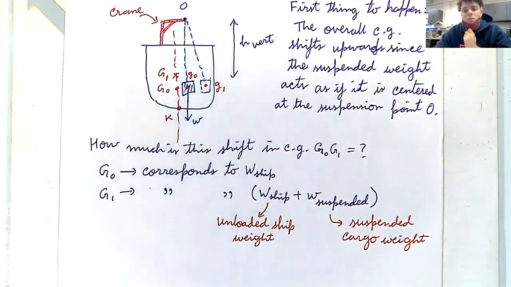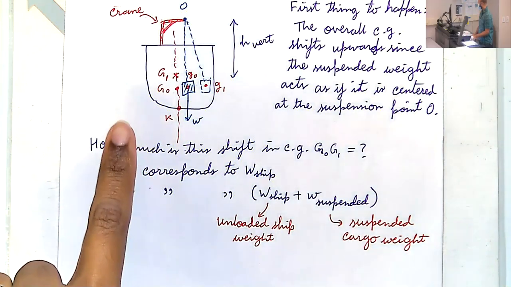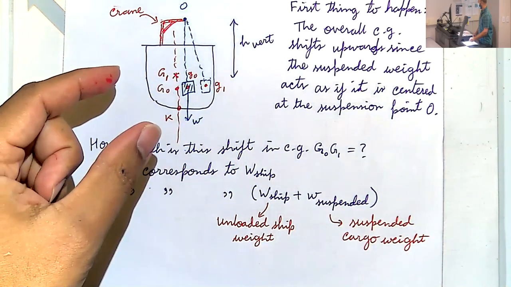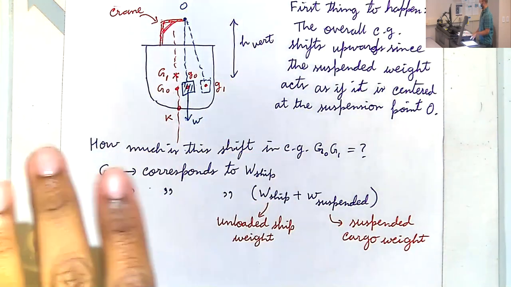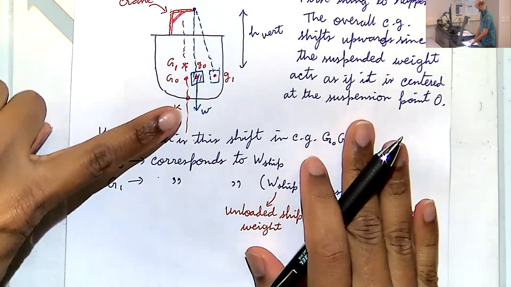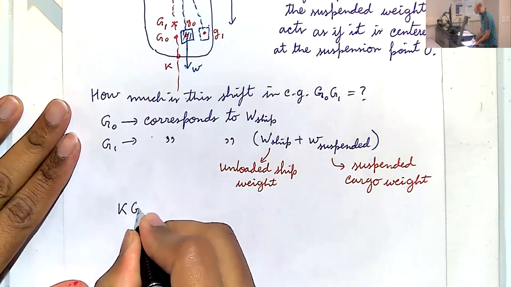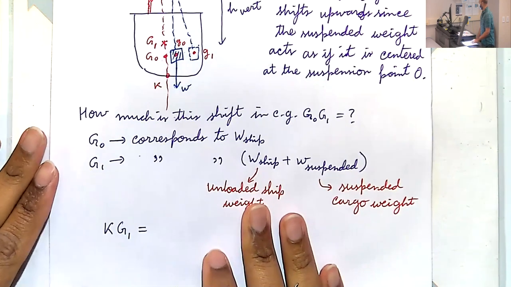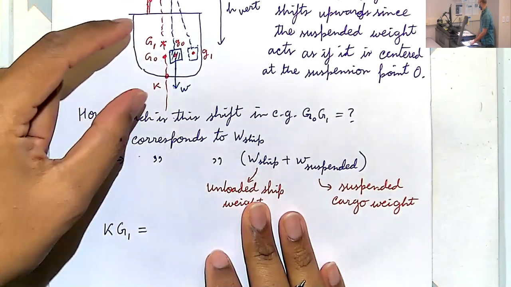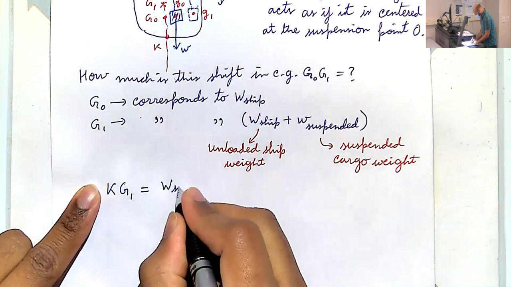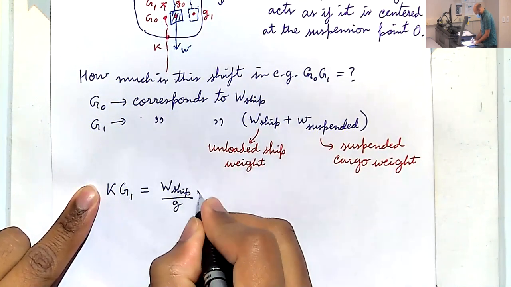Can we do this equation where we do KG times the weight plus KG times the weight? Exactly. So we are combining two different masses, and we know how to compute the combined center of mass. We will use that same exact equation. So we need to find KG1 first. So let's say KG1 is equal to mass one, distance one. Mass one, distance one was the unloaded ship. So mass one is W ship divided by g, and distance one was KG0.